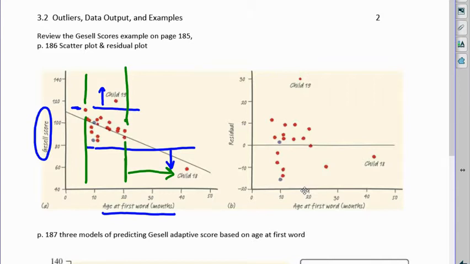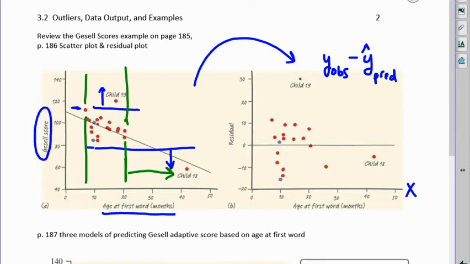And so then they made a residual plot. Recall what a residual plot was. It's taking your observed y value and subtracting that predicted y value, calculated from your model. And so this is then plotted versus x. So these are the x values and these are the residuals, which is how far off it is.